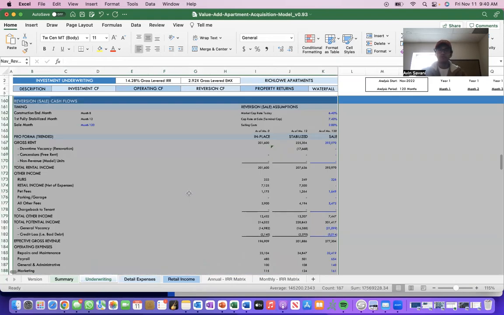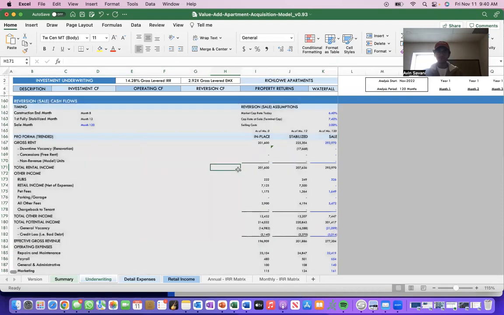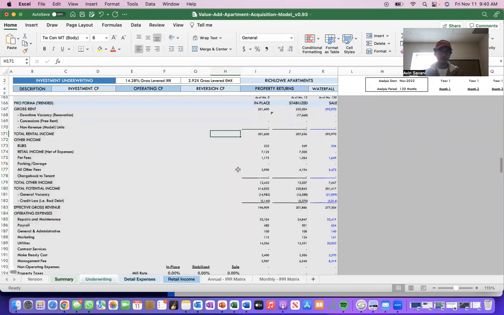All right, so reversion. What is reversion? So it's essentially like you're selling off your property. What are the cash flows that you're netting out? What are the equity proceeds that you're netting out after that, right? So this will be displayed right here.